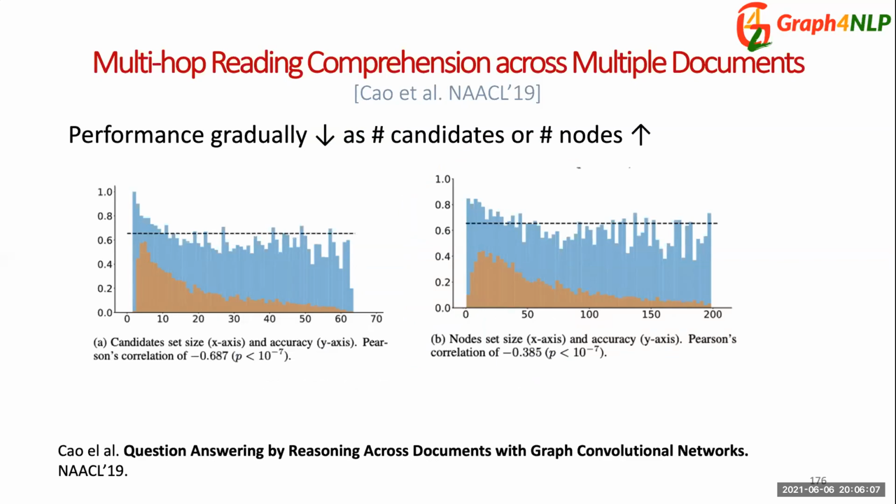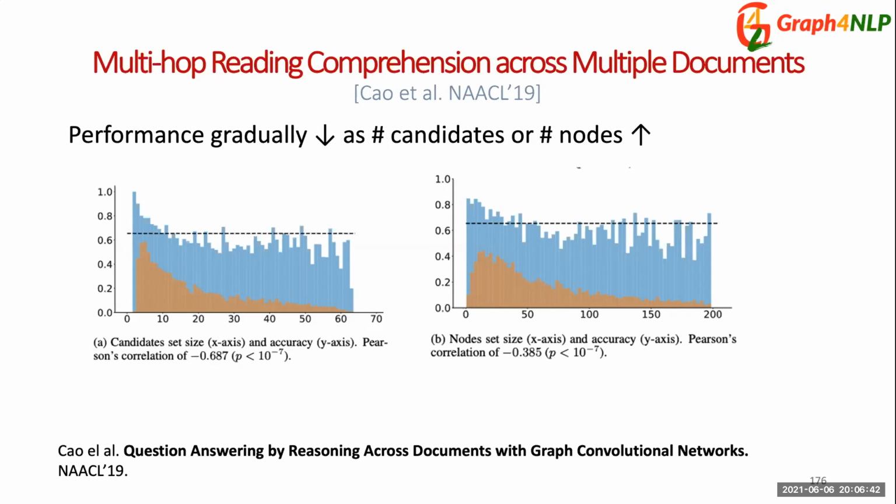Another thing I want to mention is on the performance side. You can see that as the number of candidate answers or number of nodes increases, performance drops in both cases. The reason is that when you have more candidate answers or more nodes, it results in a larger and more complex graph. But you can see the drop is not very sharp. It means that it's a reasonably scalable approach, but definitely more work needs to be done so that it can scale better.